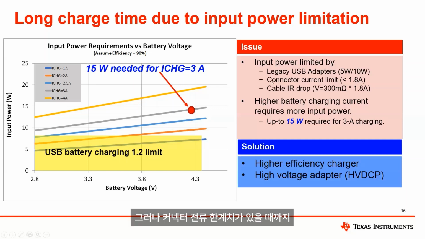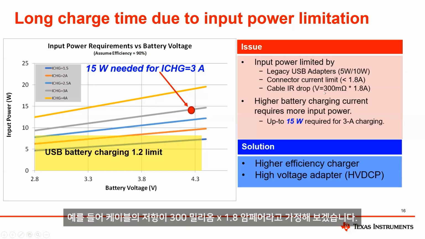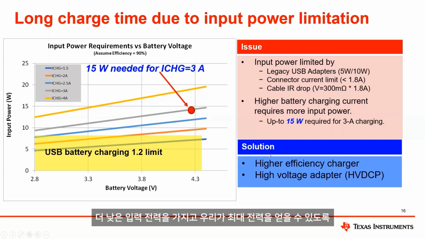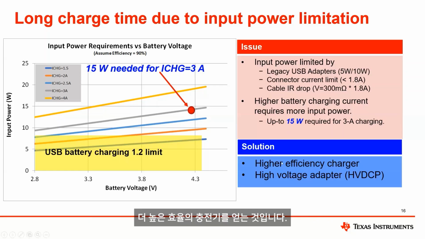But by the time you have your connector current limit, some of the connectors are rated for like 1.8 amps only. And then if you have a cable IR drop, let's say, for example, 300 milliohm resistance for a cable times 1.8 amps, then you're going to have not as much voltage seen by the charger. So the only solution to that would be to try to get a higher efficiency charger to make up for the fact that it has a lower input power, so that we're getting the maximum power.